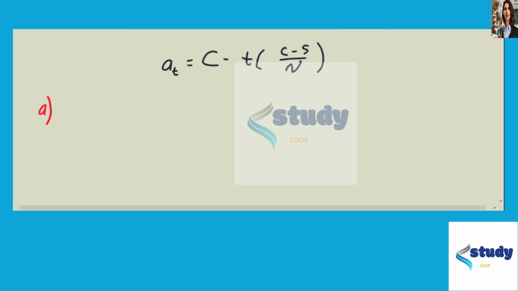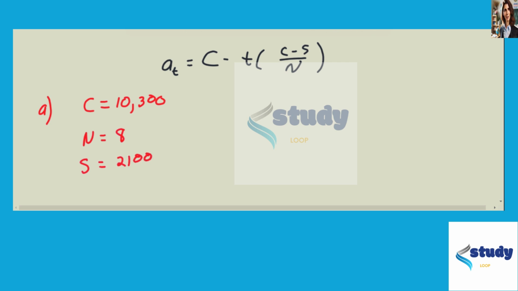In part A of this problem, we want to find the formula for a sub t for the straight line depreciation for the copier. Well, in this case, we're told that C is the original cost of the item, which was $10,300. N is the number of years of expected life, which is 8, and S is the salvage value, which is 2,100.